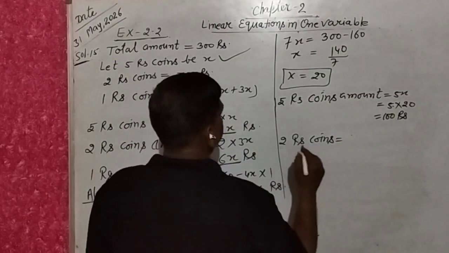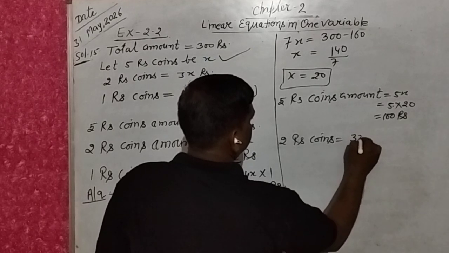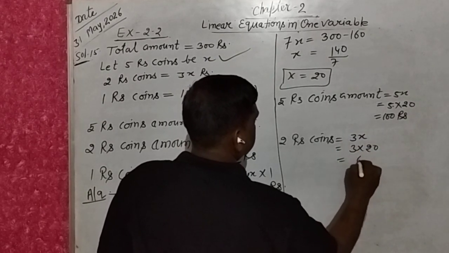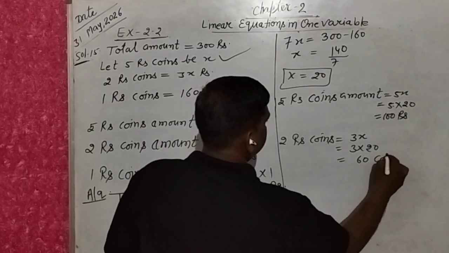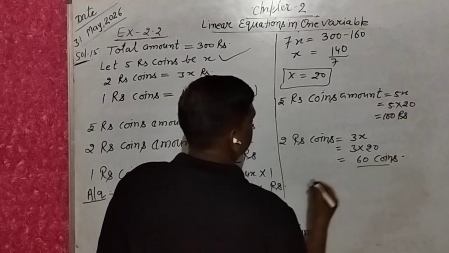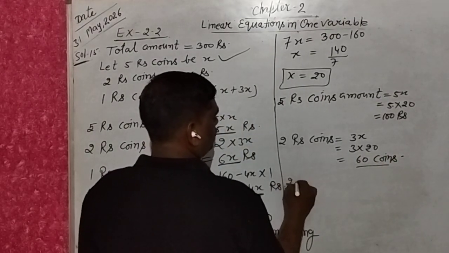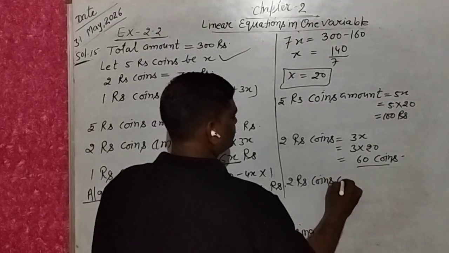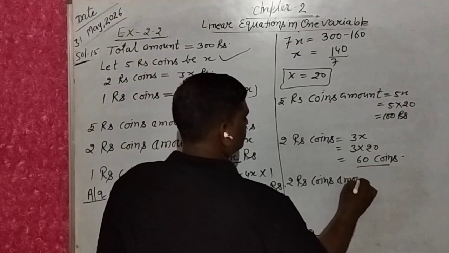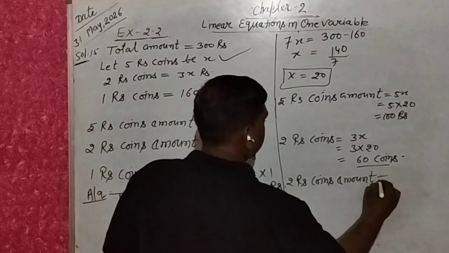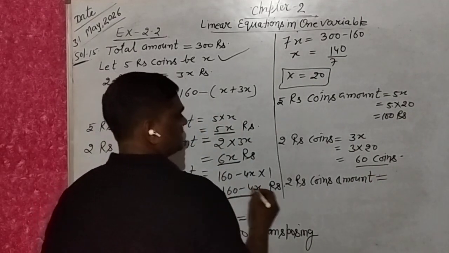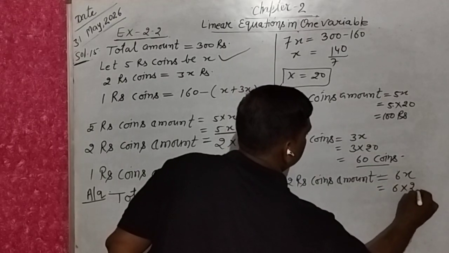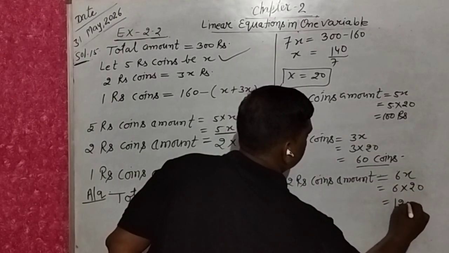2x, 3x. 3 into 20 is equal to 60 coins, and the amount of ₹2 coins is 6x. 6 into 20 equal to 120 rupees.